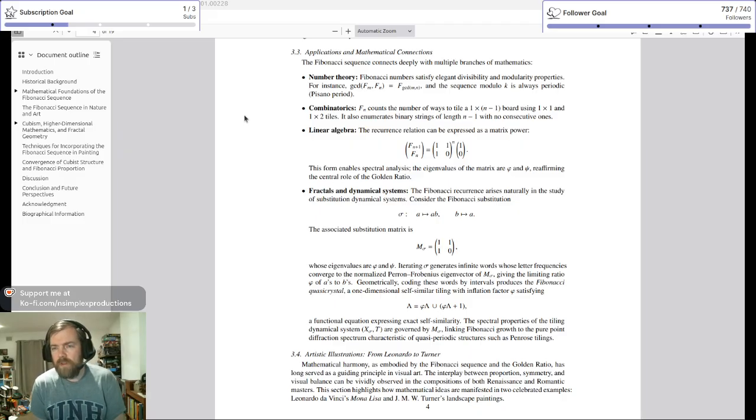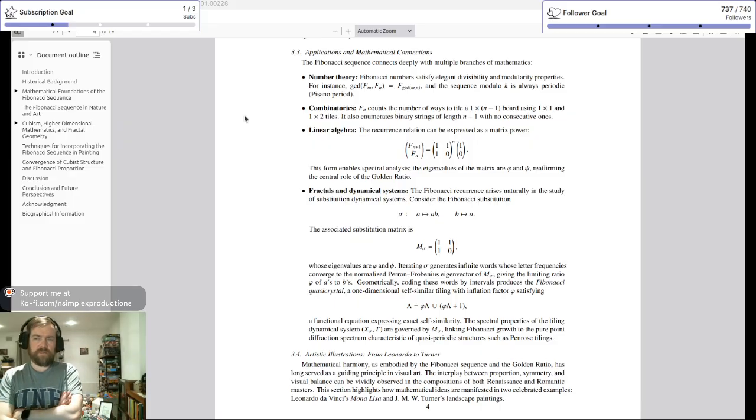Linear algebra: the recurrence relation can be expressed as a matrix power. All right, [F_{n+1}, F_n] is equal to [[1,1],[1,0]] raised to the n times [1,0]. This form enables spectral analysis. The eigenvalues of the matrix are phi and psi, reaffirming the central role of the golden ratio. Psi, I'm guessing, is probably 1 minus phi, but I don't actually know. We could find the eigenvalues pretty easily. [[1,1],[1,0]], you say?